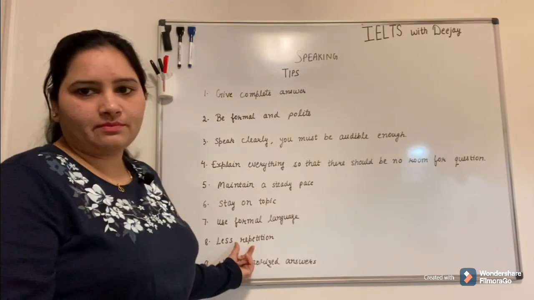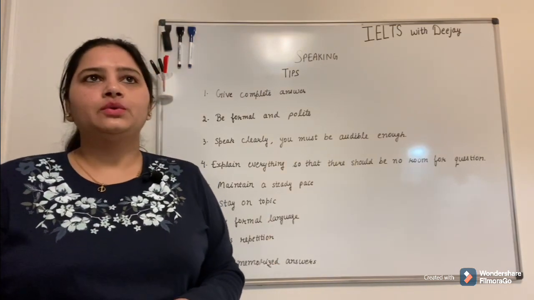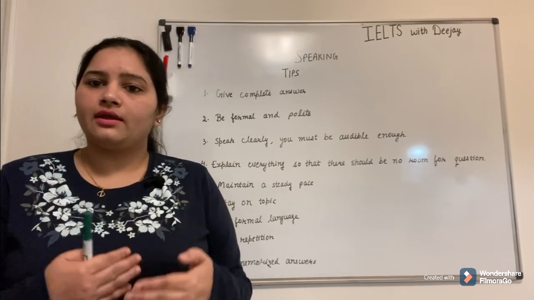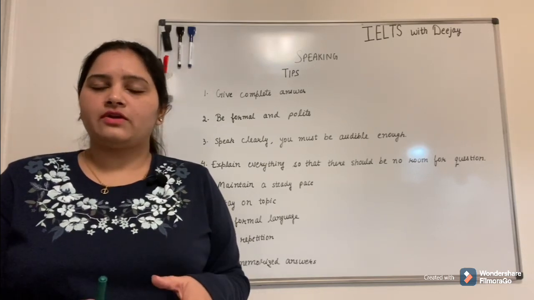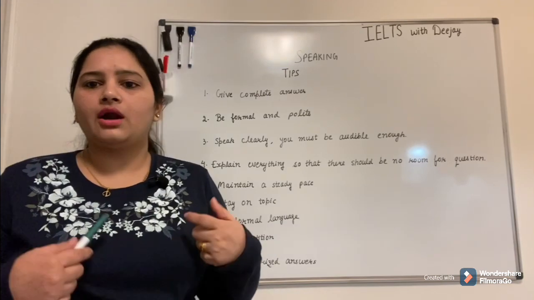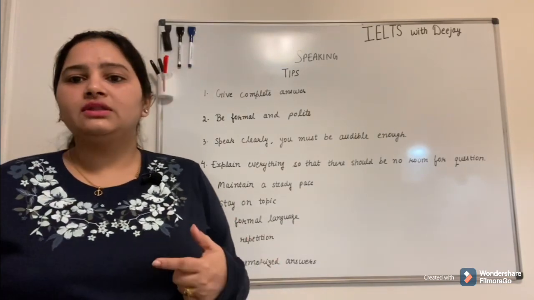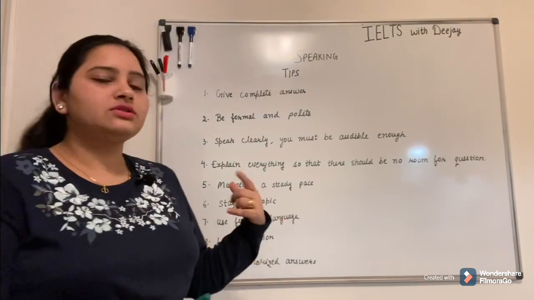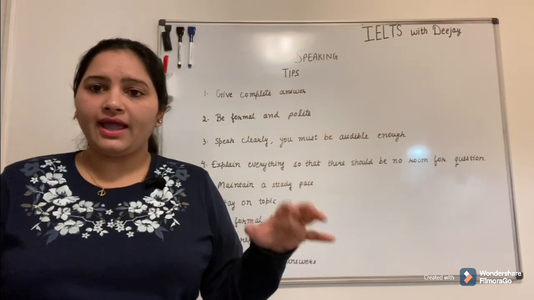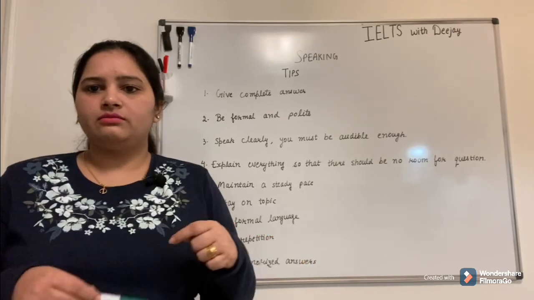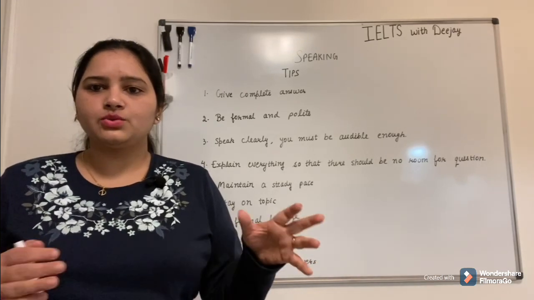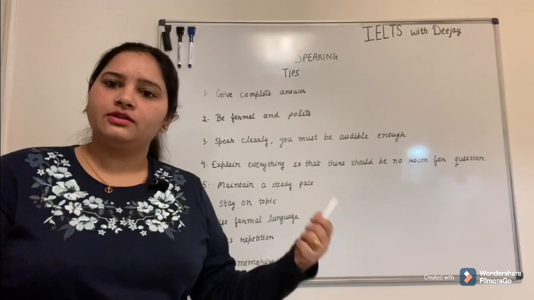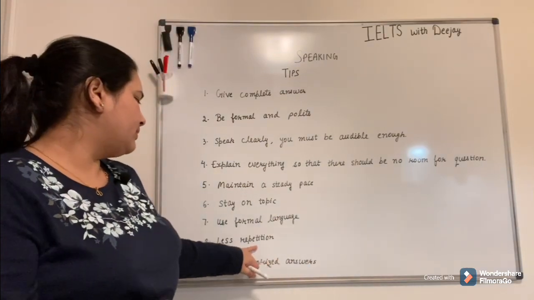Then we have less repetition. Repetition should not be there. If you are using some very common words again and again, you need to find synonyms for them, so that when you appear for the exam, you will not repeat the same thing. You will provide a variety of words. So try to find new vocabulary, and whenever you are doing practice, you need to understand which words are being repeated and which need to be changed, so that you can find other words for them.